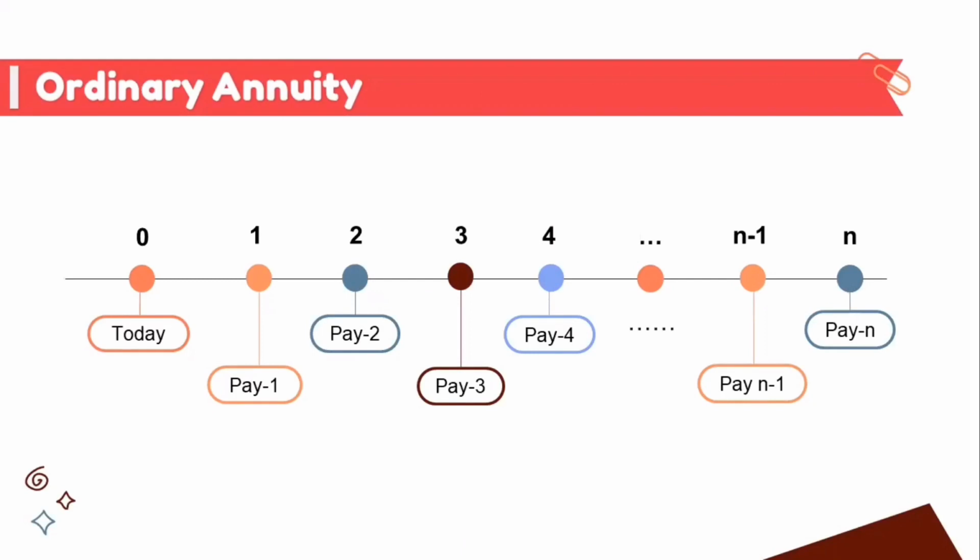This is the timeline of ordinary annuity. From this timeline, we know that the first payment of ordinary annuity is at the end of the first period. For example, we want to make installments monthly. Today is time 0 and the first payment of installments is at time 1, or at the end of the month.